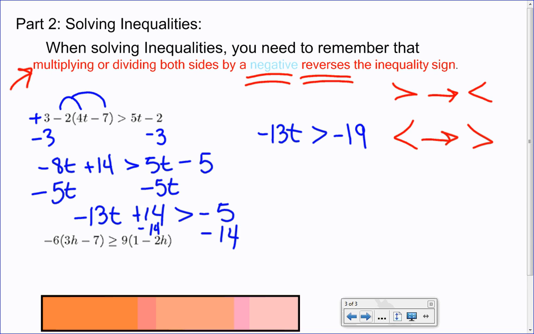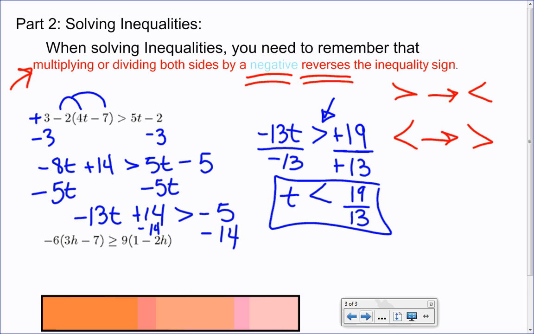So now we have to divide by negative 13, right? So when we divide both sides by a negative, we just have to reverse this sign. So we're dividing by a negative, so instead of greater than, we have t is less than 19 over 13, because we have negative over negative, that turns into positive, right? So this is our solution.